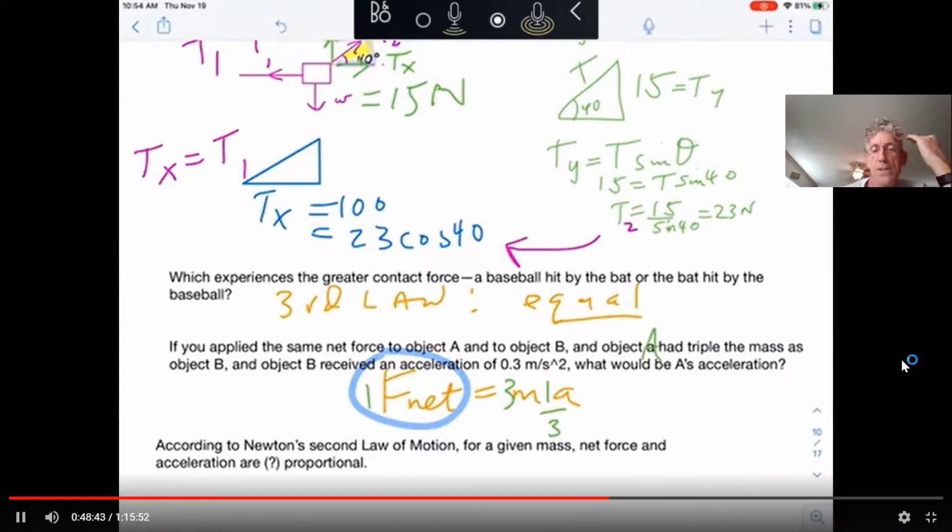In this problem, if I halved the mass, what would happen to the acceleration if you want to apply the same net force? Well, one half times what is 1? The acceleration will be 2 times as great.